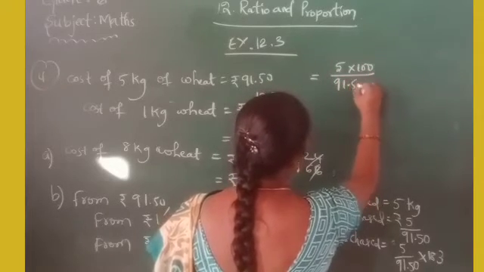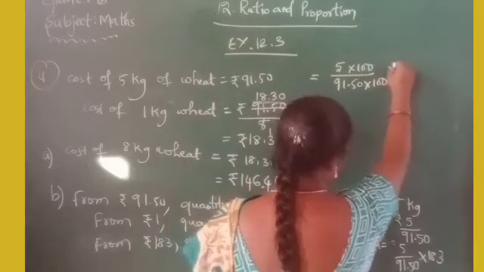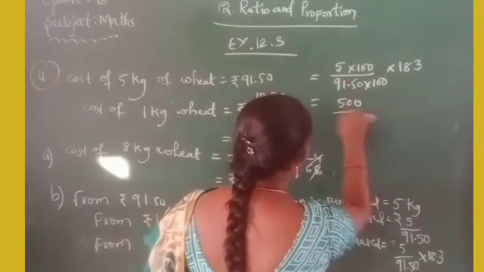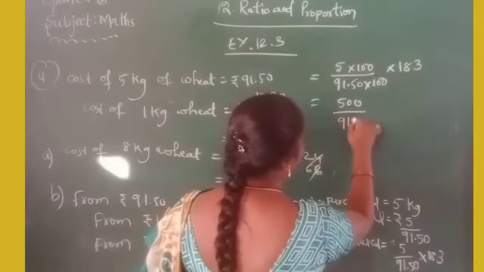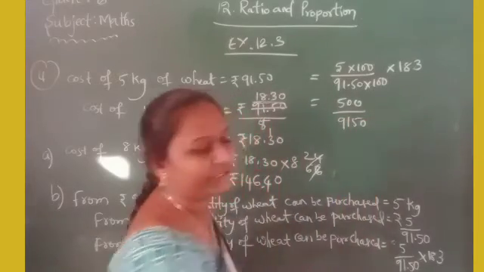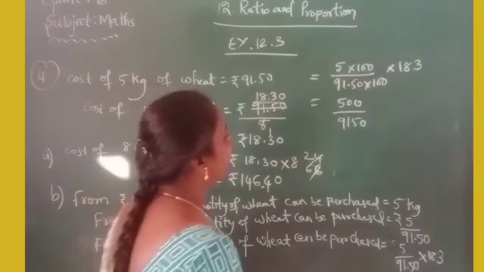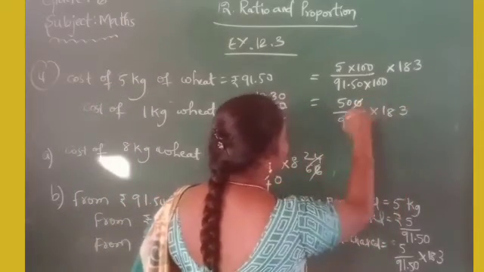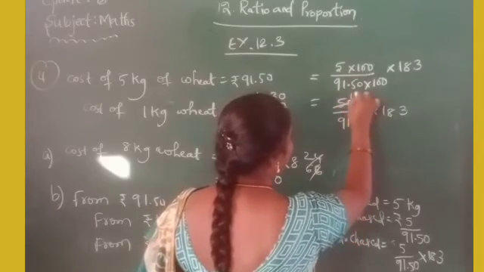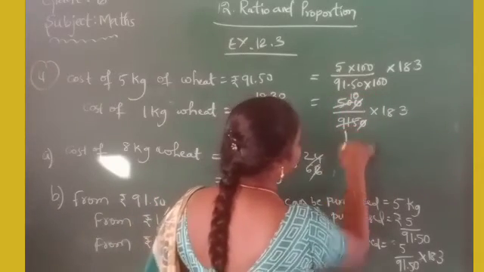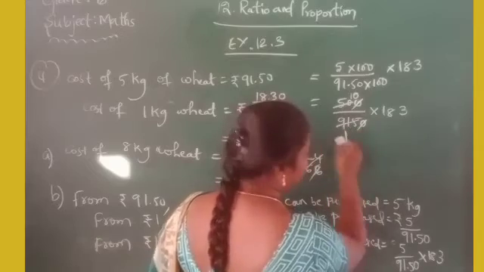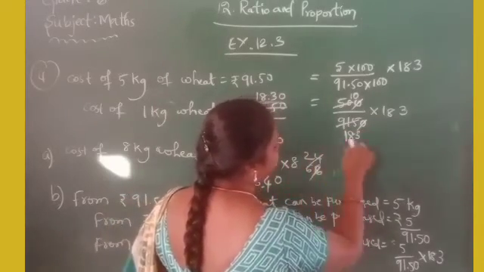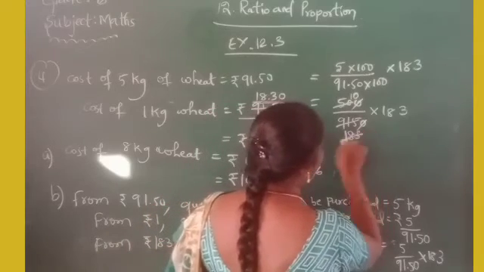So 5 by 91.50, you can remove the decimal point by multiplying the numerator and denominator by 100. Then you will get 5 into 100 is 500, and 91.50 into 100 gives 9,150, into 183. Simplify: 0 0, 5 ones are 5, 4 ones 41, 5 8s are 40, 50, 5 3s are 50. Now 183.